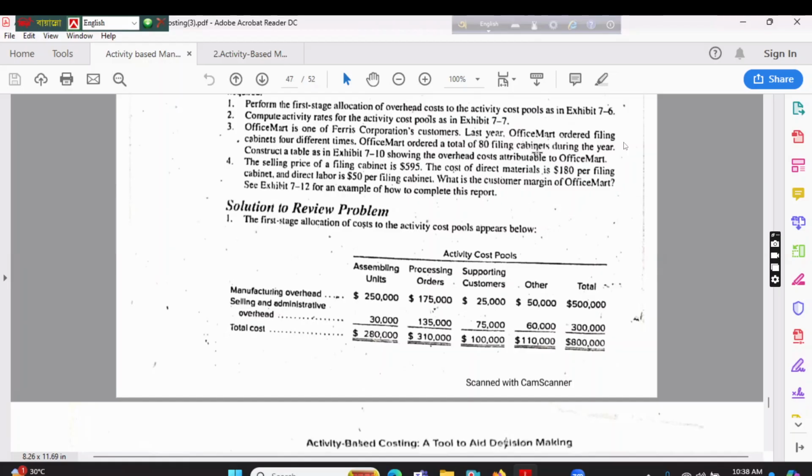Last year, Office Mart ordered filing cabinets 4 different times. So the number of orders is 4 for this customer. Office Mart ordered a total of 80 filing cabinets. Units ordered, number of file cabinets: 80.